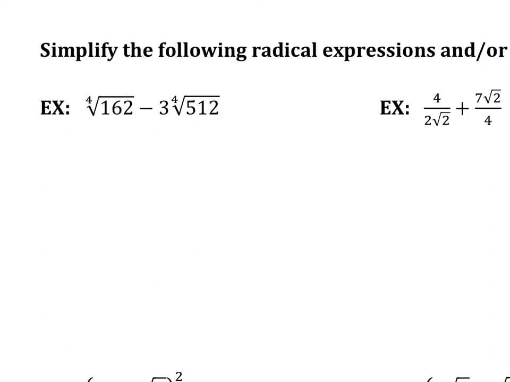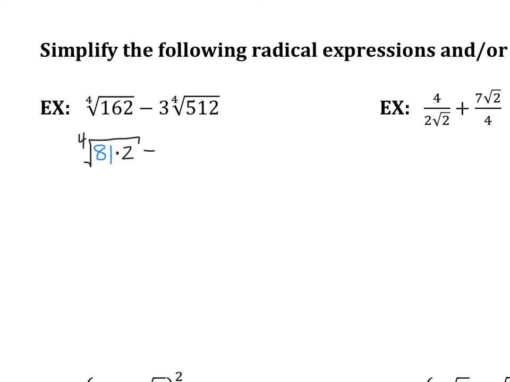So I take a look and I say, okay, well, what's the biggest perfect power of 4 that goes into 162. So if you're not so sure, you might just have to go through your powers of 4. So 2 to the 4th, 3 to the 4th, 4 to the 4th, etc. All right, so what you should notice is 81 times 2 is 162. And 81 is a perfect fourth power.